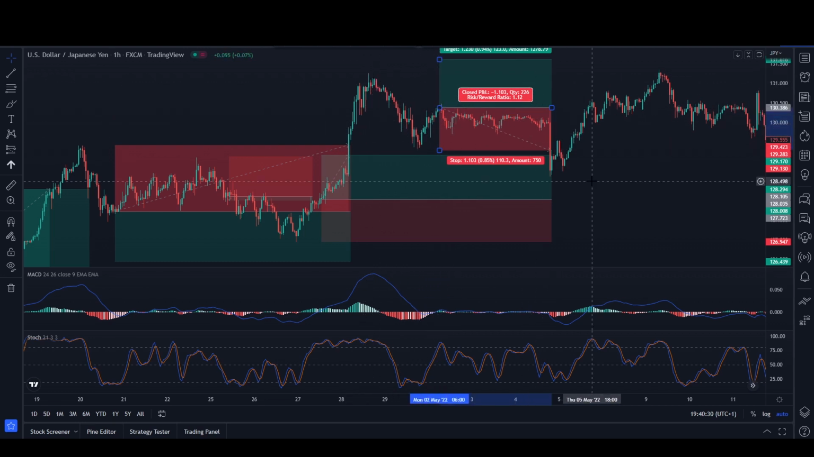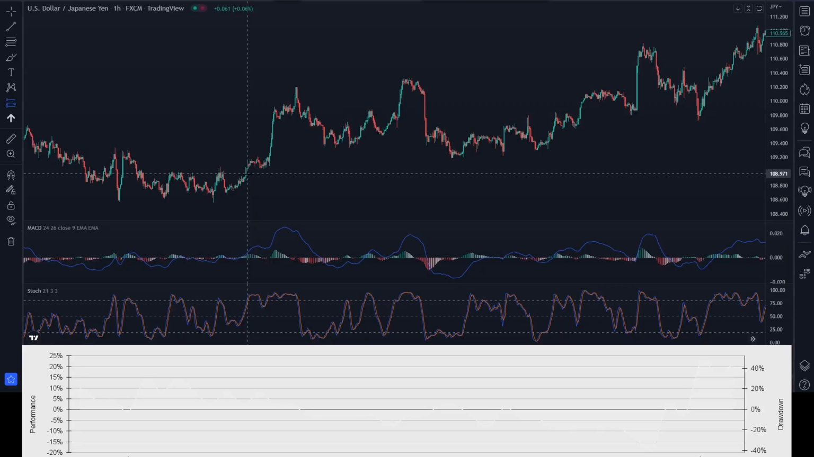So let's perform the backtest now to see how this strategy performs over the long run. And I'll see you back for the results.